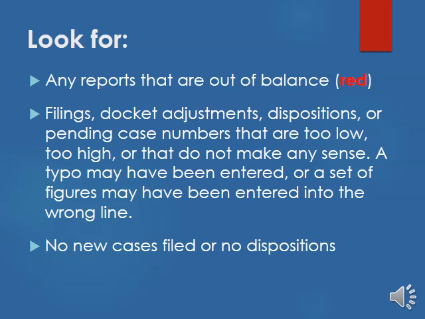Check for reports that are marked in red indicating that they are out of balance and correct before submitting any further reports. Review the report to check for filings, docket adjustments, dispositions, or pending case numbers that are too low, too high, or just don't make sense. If you are submitting the report manually, a typographical error could have been made or numbers could have been placed into the wrong line. If you uploaded the report, a recent update to your case management system could have caused an issue with your report to no fault of your own.